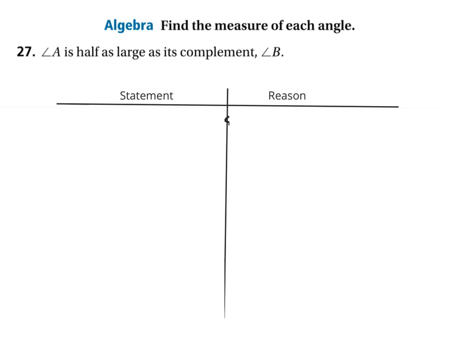All right, so we're going to find the measure of each of these angles, angle A and angle B. It says angle A is half as large as its complement, angle B. I'm going to do this also as a two-column proof. So what's the statement that I'm first going to make?